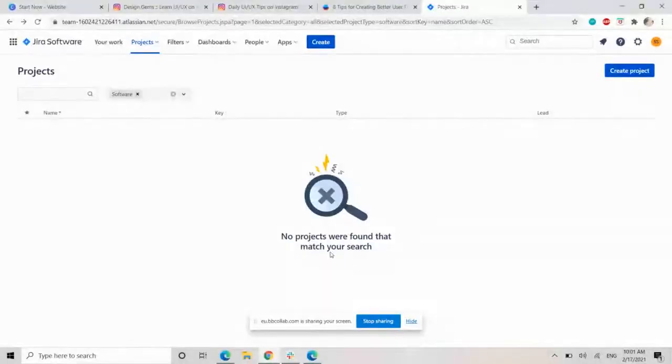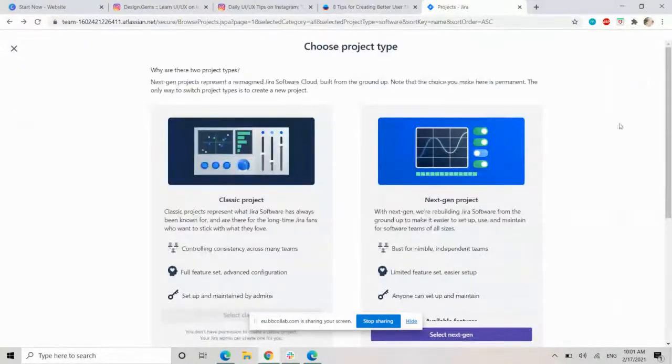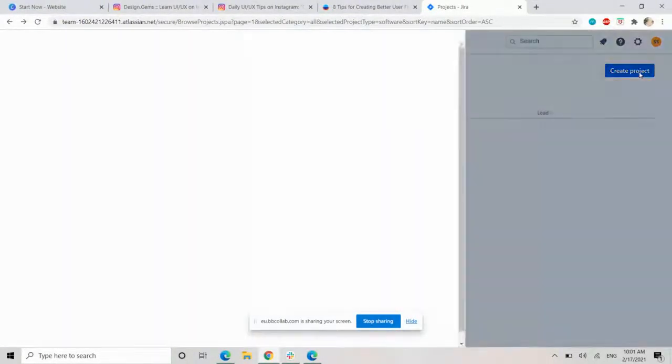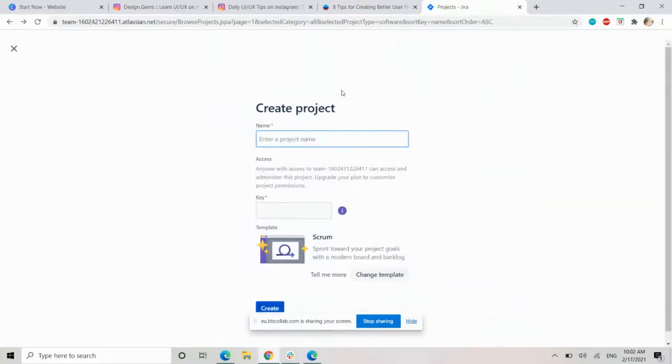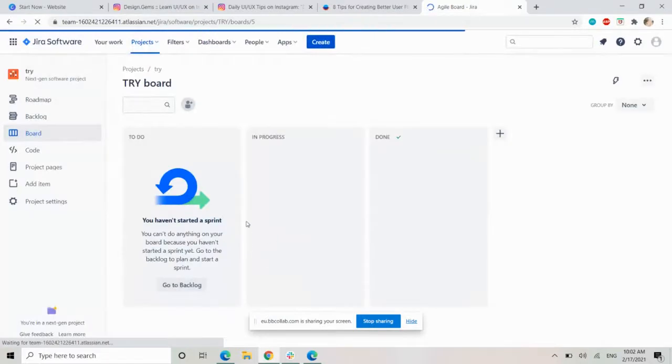So here's Jira, and I will show you how to create another project and to work on the Kanban board. First you will click on Create Project. And this one is the one that's available. So select next gen. Create a name. So I'm just trying. Sorry for a try. And create. So actually you can choose either Scrum or just a Kanban board. And I chose Scrum.